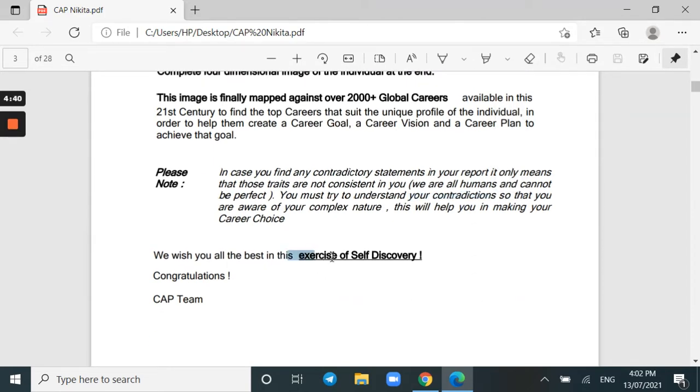So in short, this report is an exercise in self-discovery. The more you are able to analyze and understand this for yourself, you will see that it becomes useful over a period of time. It is not a one-time sort of report.